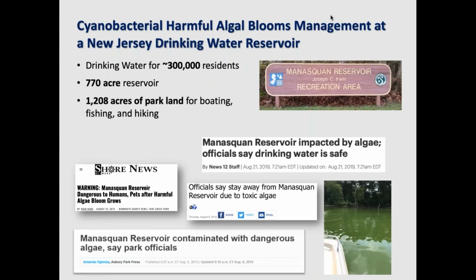In addition to interfering with recreational use, harmful algal blooms also adversely affect drinking water sources. Many larger water bodies and reservoirs in New Jersey are used as drinking water supplies for millions of residents. Harmful algal blooms are putting water suppliers at risk of losing their water sources. This next case study that I'd like to introduce is cyanoHAB management at a New Jersey drinking water reservoir.